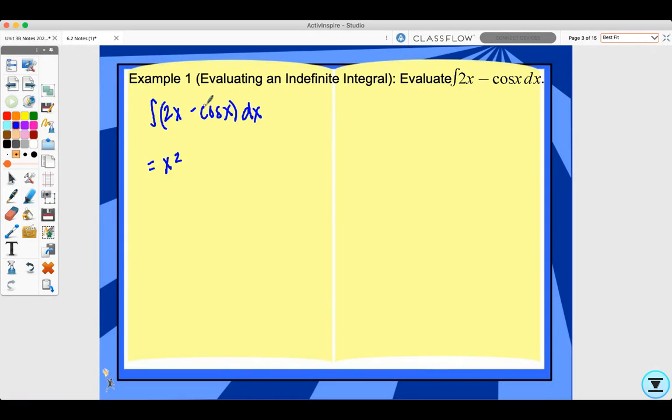And then what function gives us the derivative cosine x? So what function did we take the derivative of to get cosine x? And you should be saying sine x. And then you would have a plus c. So that's what you're thinking. You're going backwards here. This is the derivative. What did we previously have to get this?